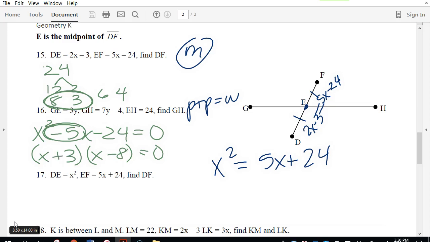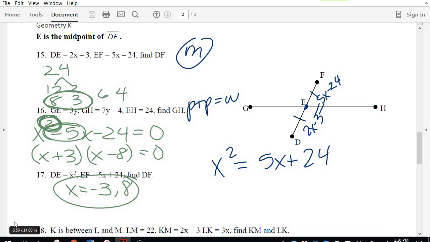x plus 3, x minus 8. Those aren't the answers. That's just the factored form. You set them both equal to 0. When you subtract 3 from both sides, you'll get x equals negative 3. And when you add 8 to both sides, you'll get x equals 8. So that's what x equals. There are 2 answers because it was a quadratic, x squared, power of 2. Now it wants us to find DF.